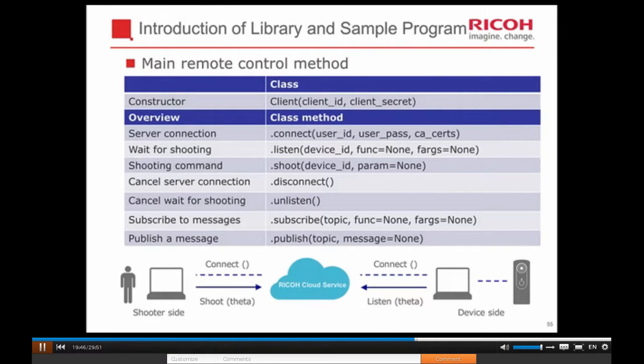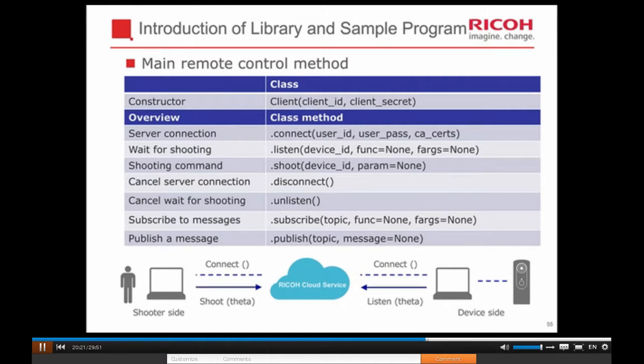This slide shows you the class and class methods used for remote control. From here on, the side that instructs or sends the command for the shooting operation from a remote device will be called the shooter side, and the side that is connected to the Theta S to perform the actual shooting will be called the device side. Now, let's take a look at the table. First is the constructor. In the library, there's a class called client. You must specify the client ID and client secret to it.